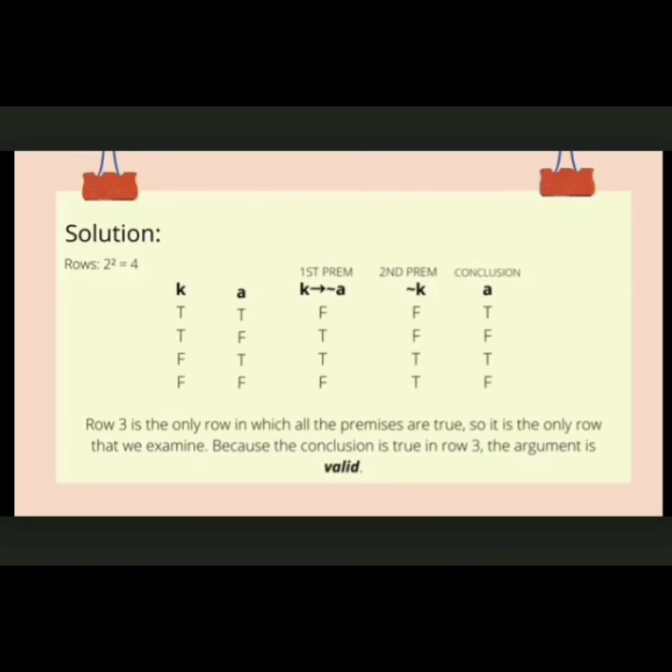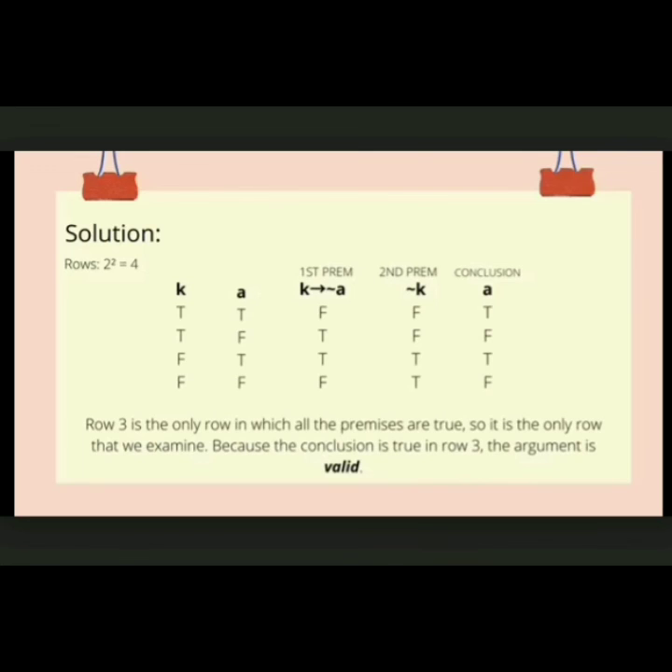In our first premise, we have K implies not A. So let's focus on our two symbolic forms, which are K and A. Here, true implies not true is equal to false. True implies not false equals true. False implies not true is equal to true. False implies not false is equal to false.